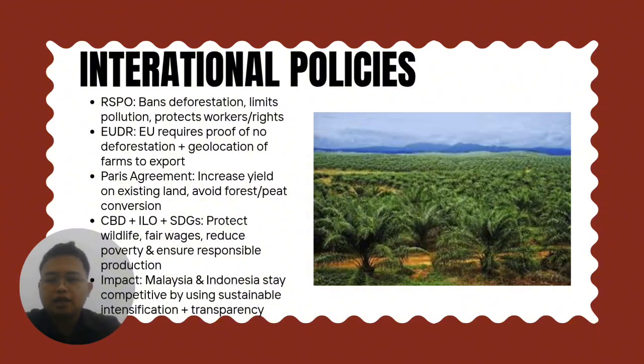Other frameworks like CBD, ILO, and UNSDG focus on protecting biodiversity, fair wages, and responsible production. In short, this policy pushes for sustainable intensification and transparency. This helps major producers like Malaysia and Indonesia stay competitive in the global market.